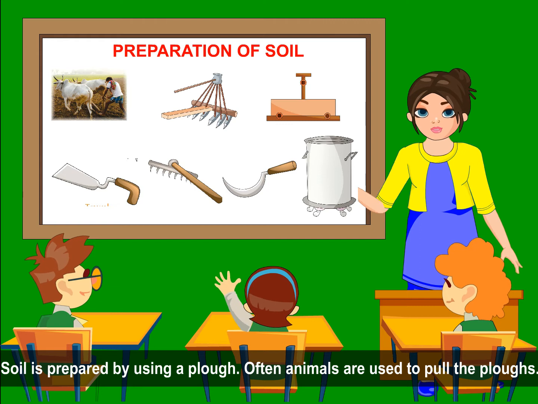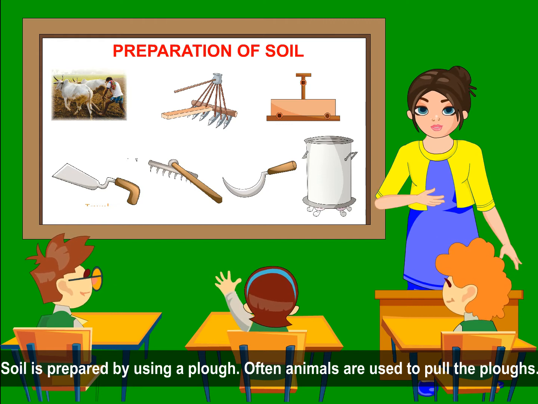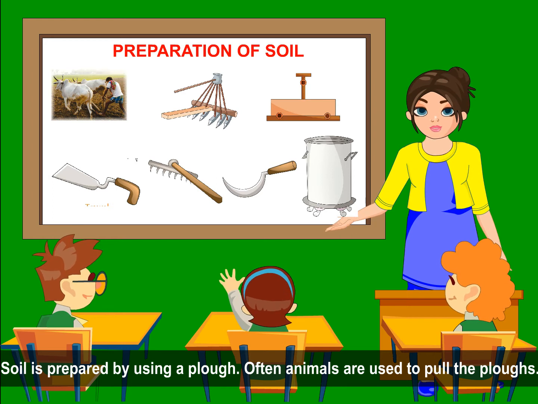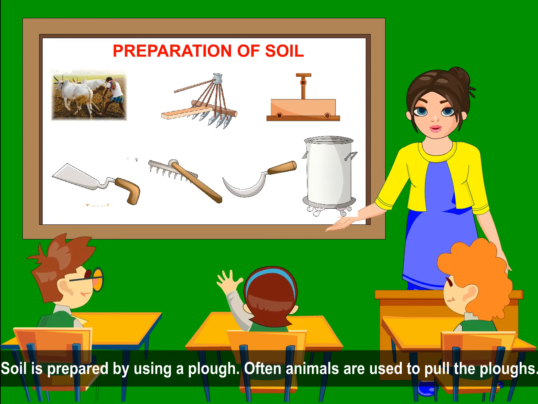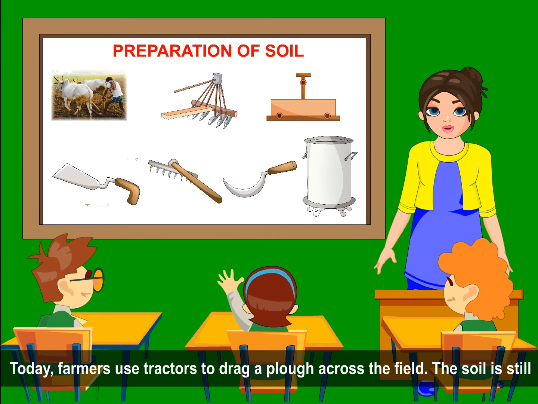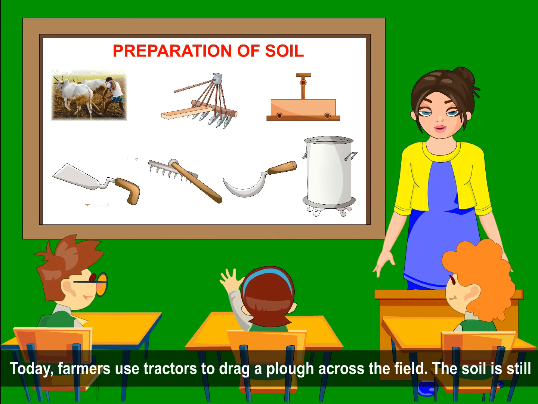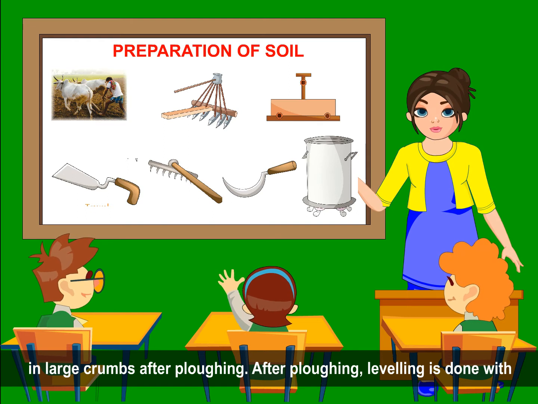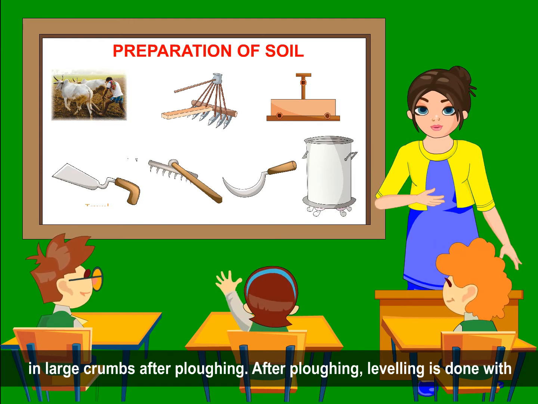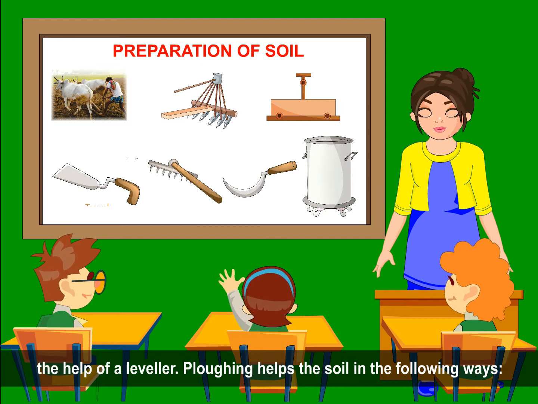Preparation of soil. Soil is prepared by using a plow. Often animals are used to pull the plows. Today farmers use tractors to drag a plow across the field. The soil is still in large crumbs after plowing. After plowing, leveling is done with the help of a leveler.